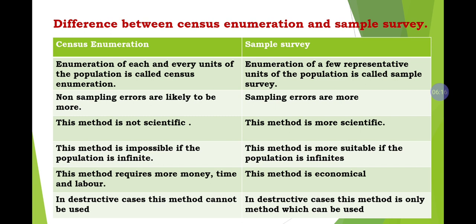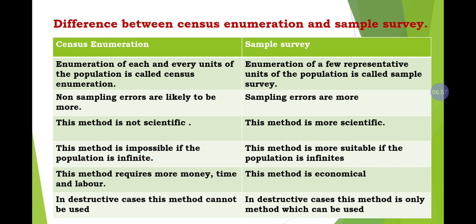Next, census enumeration requires more money, time, and labor. Census is where we move day to day from one place to another to take the count of the population. Money is required more because we need to pay salaries to the people taking the census, provide them food, and pay traveling expenses. Time consumption is more, of course, because they have to count everyone. Labor is also required more.